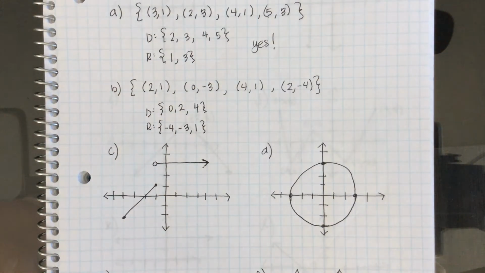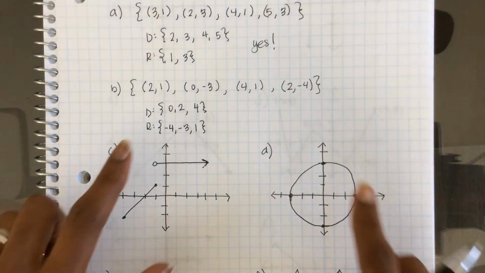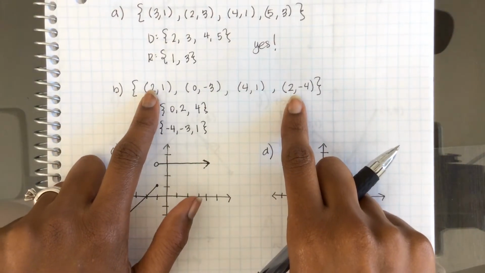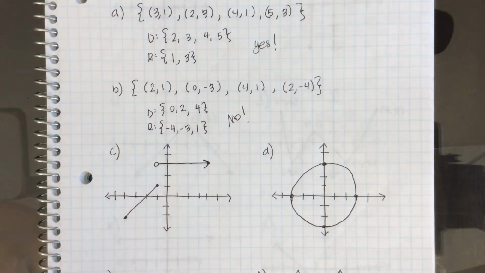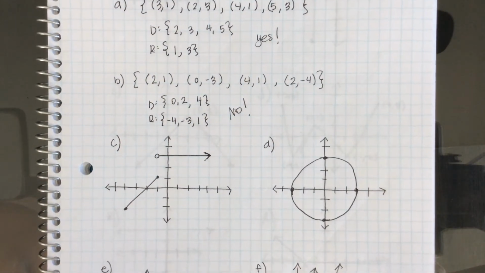Okay, so checking to see if it is a function, every x value only maps to one y value, but I see here 2 is repeated and it maps to a different y value. So no, it is not a function.